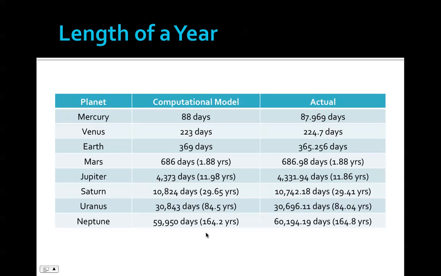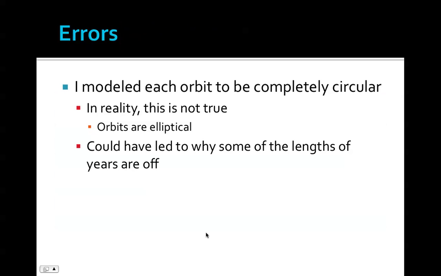Here you're able to see the length of a year for each planet. Other than Pluto, my computational model and the actual length of an orbit for each planet is shown. I switched it back into days instead of leaving it in seconds, which is what was outputted for my model. Based on this, I would say that my computational model predicted the length of a year, or an Earth year, quite accurately. However, there are some discrepancies.